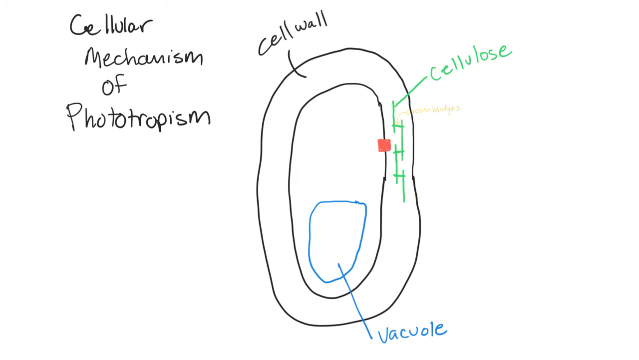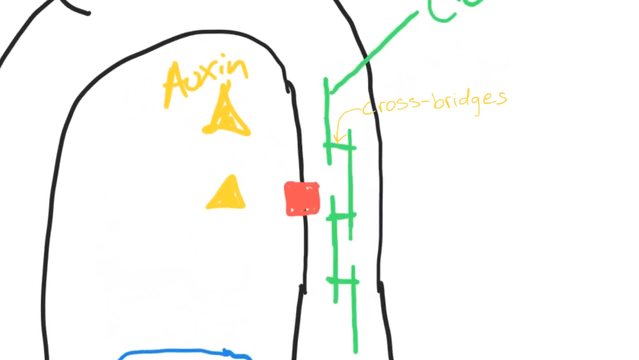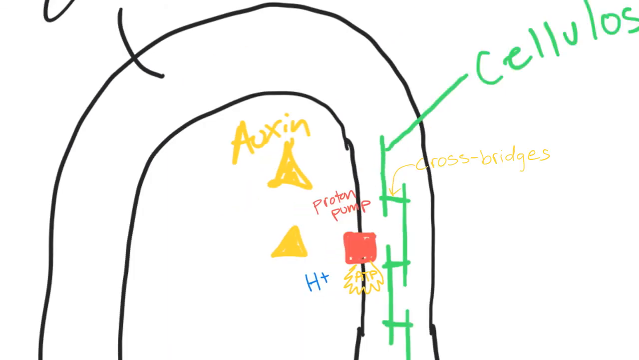Okay, so what happens is, first we have auxin that shows up. This is our auxin. Oh, that's huge. It is. It's ginormous. Okay, and what auxin does is it causes our proton pump to be activated. And we all know a proton pump requires ATP. All right, so the auxin activates the proton pump, and it starts pumping protons into our cell wall. So then you get a bunch of protons in here.